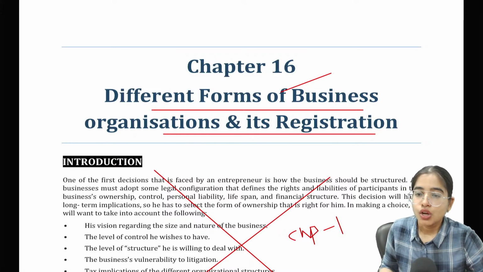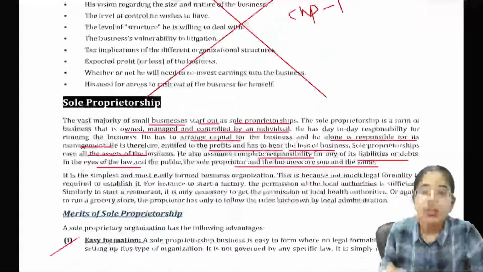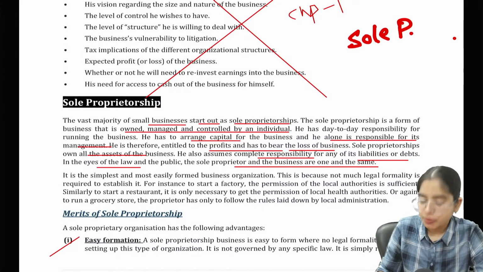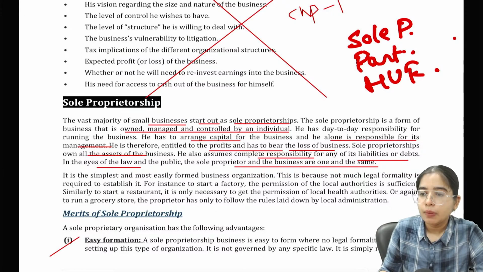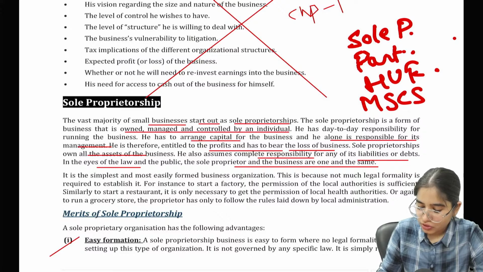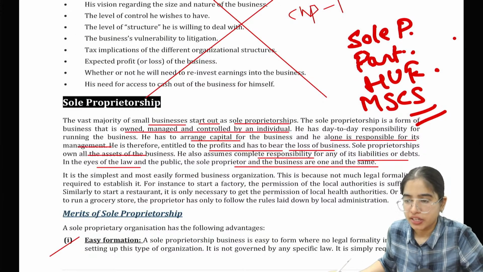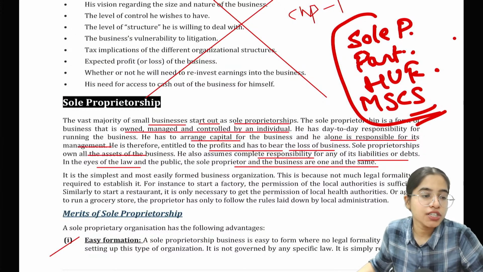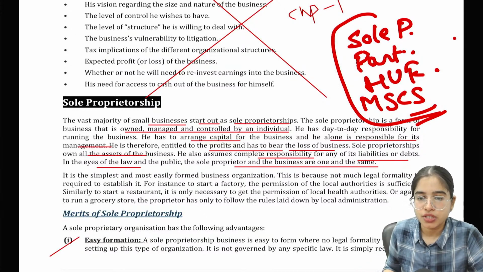So in this chapter, different form of business organization and its registration, basically we will learn about registration of sole proprietorship, partnership, HUF, and multi-state cooperative society, which is known as MSCS. We will study these 4 topics: sole proprietorship, partnership, HUF, and multi-state cooperative society.